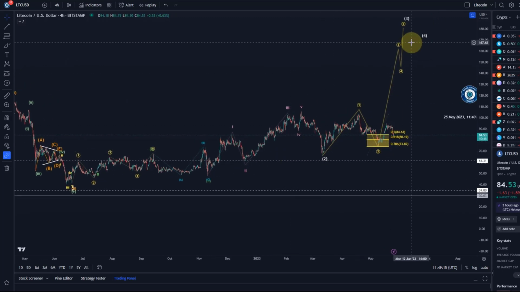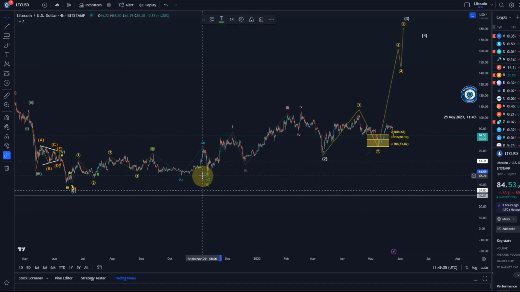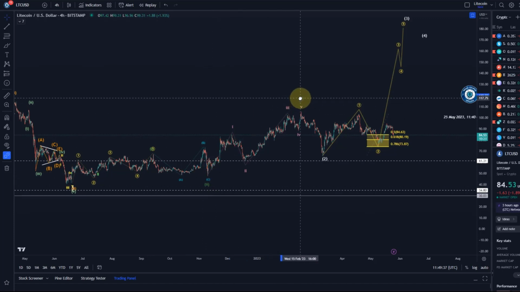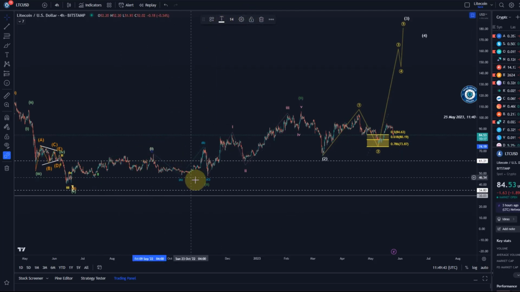Because it really needs to start moving now if this is supposed to be something, right? So the problem I have is if it doesn't move, then all of this is just corrective. So that's a bit of a problem. The idea is, right, we have a 1-2 setup down here. This is the 2. So that means this here would be the 3. And let me highlight these in white so we can see them a bit better.